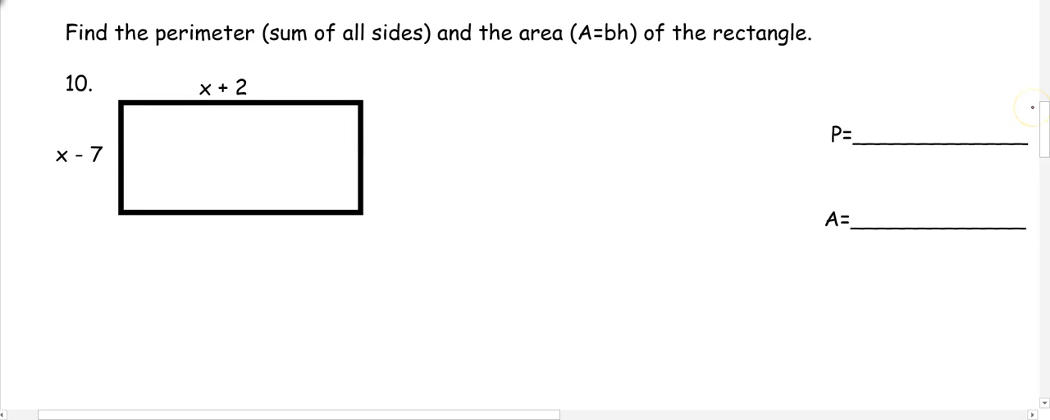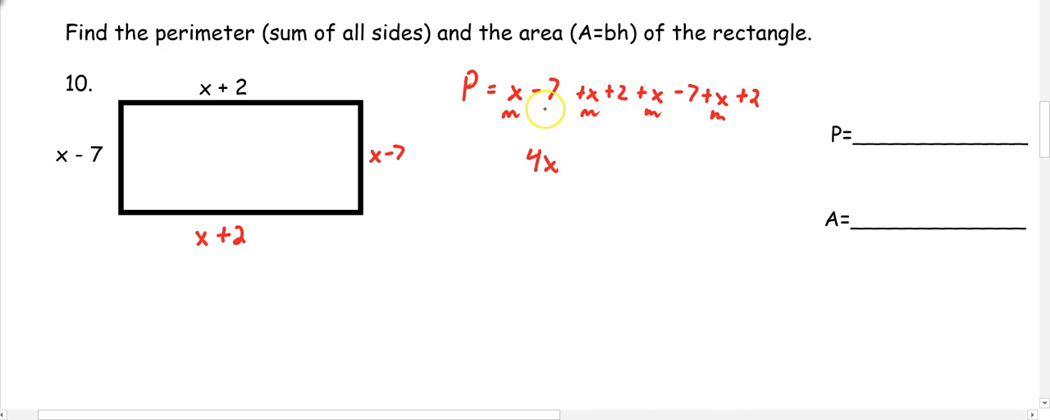So first, to find the perimeter, I have to know that the opposite sides in the rectangle are the same. So the bottom side is also 2x, and the other side is also x minus 7. So for perimeter, we're going to add up all of the sides. So x minus 7 plus x plus 2 plus x minus 7 plus x plus 2. And then I'm going to combine like terms. So I have an x, an x, an x, and an x, which gives me 4x. I have negative 7 plus 2 minus 7 plus 2. When I add those up, that gets me negative 10. So my perimeter is 4x minus 10.